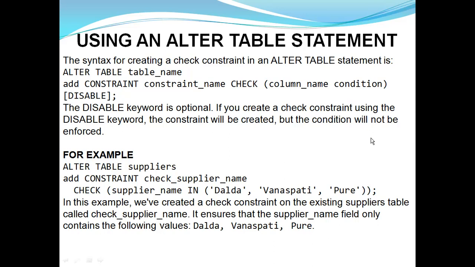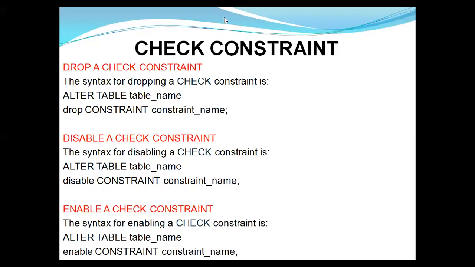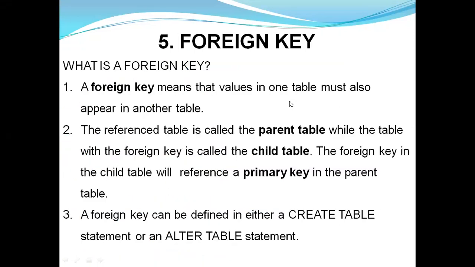Simple. Let's move ahead. Check constraint also can be dropped, disabled, or enabled. Syntax will remain the same what we have learned till now. Very simple. Okay. So we understood the check constraint clearly. Now the next constraint is a foreign key. We know that foreign key is an important constraint in RDBMS because foreign key create a relationship between the tables.